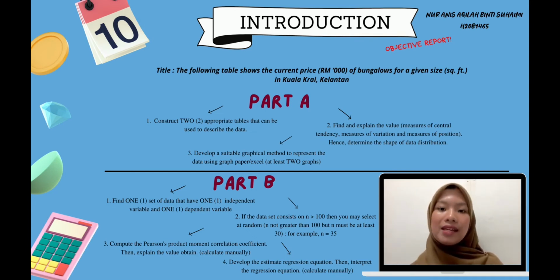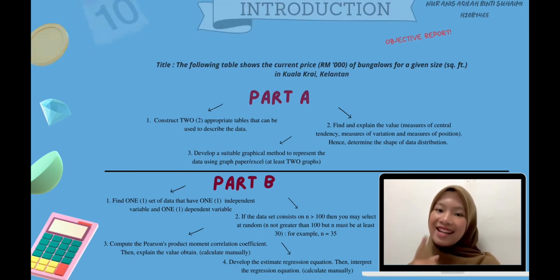And for part B, first, find one set of data that has one independent variable and one dependent variable. Second, if the data set consists of n bigger than 100, then you may select at random, that is n not greater than 100, but n must be at least 30. For example, n equal to 35. Third, compute the Pearson's product moment correlation coefficient, then explain the value obtained, that is calculate manually. Fourth, develop the estimated regression equation, then interpret the regression equation, that is calculate manually. We move on to the next slide.